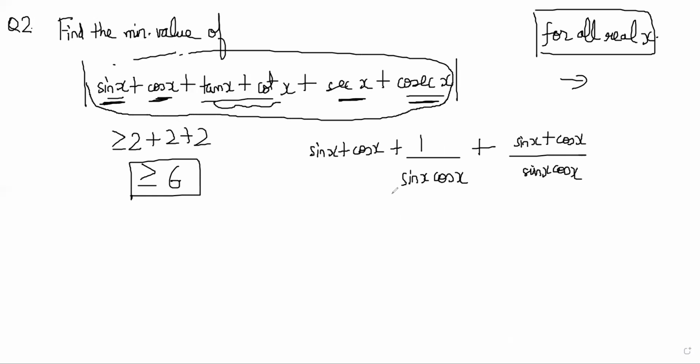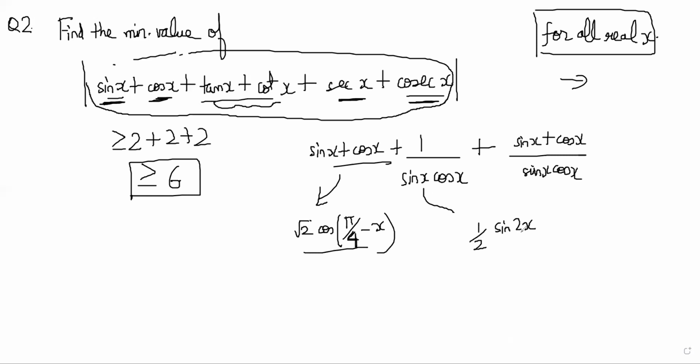So sin x plus cos x can be easily written as root 2 cos of pi by 4 minus x, because you can multiply and divide by root 2 up and down. It will be 1 by root 2, and this can be written like this. This part I know what to do, and I can write sin x cos x as half sine 2x, right?